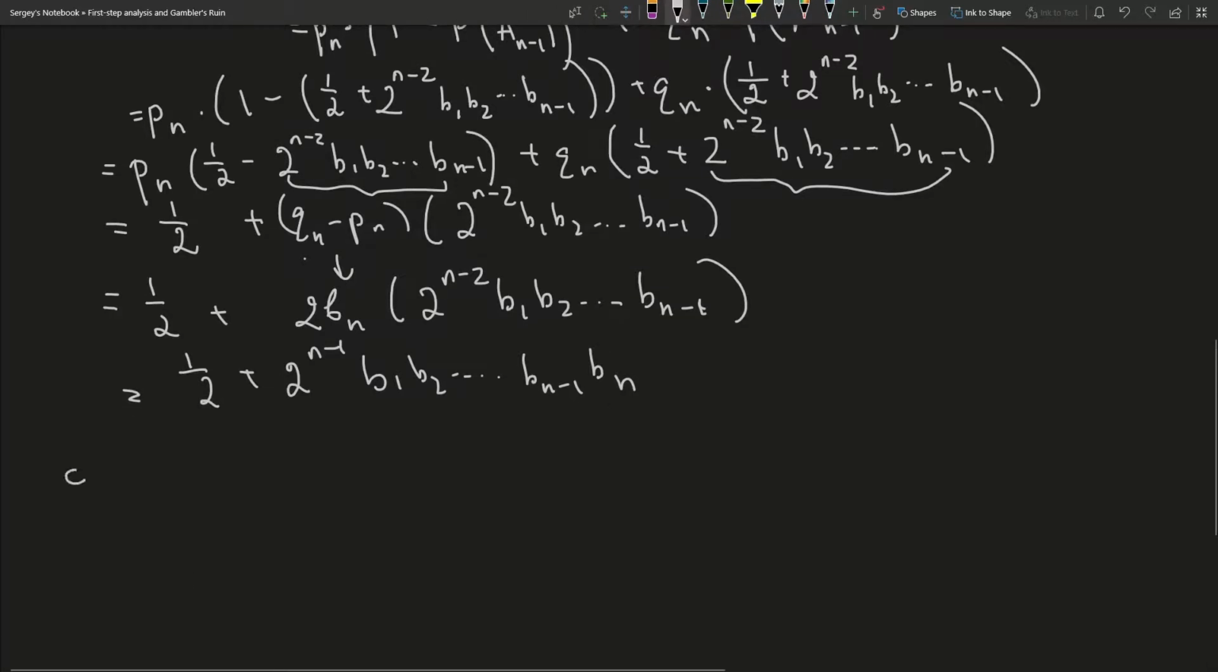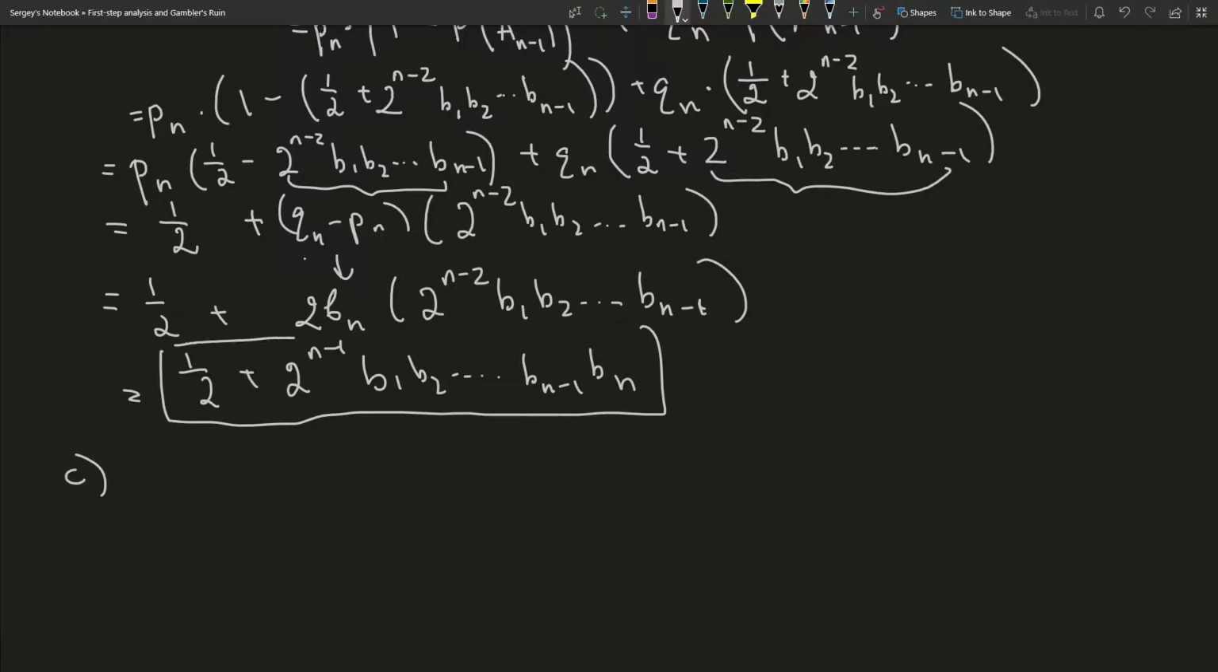Now, part C asks us to look at some specific cases, some sort of extreme cases of values of p, and seeing whether this answer that we just got makes sense or not. So the first case is that p sub i equals 1/2 for some i. So for some trial i, the probability that the trial is successful is 1/2.